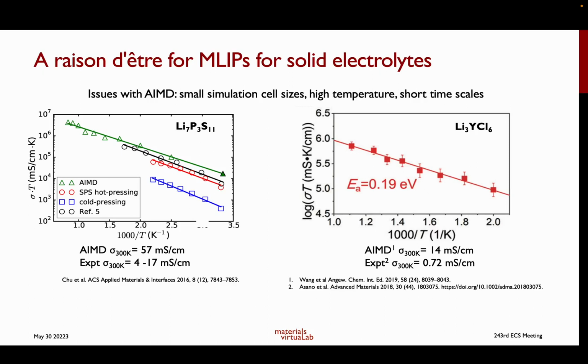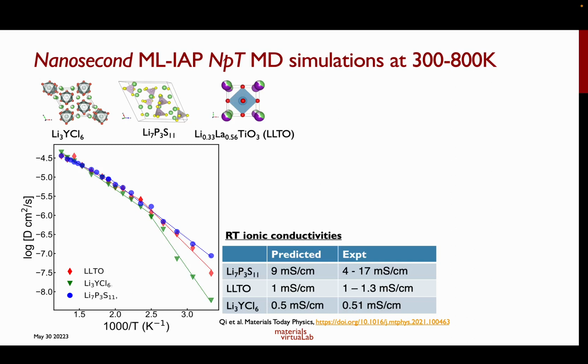Now, once we are able to fit machine learning interatomic potential, we can essentially get simulations that are almost at AIMD level of accuracy, but we are now able to do simulations at much larger simulation sizes, at low temperatures, and at much longer timescales, okay? So just to show you, this is a nanosecond machine learning interatomic potential simulation. We did it with the NPT ensemble, and we did it from 300K to about 800K for these three different superionic conductors, all right? And this is the Arrhenius plot that we get as a result of those simulations.